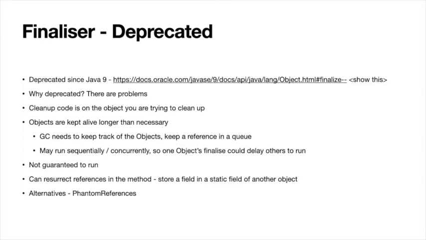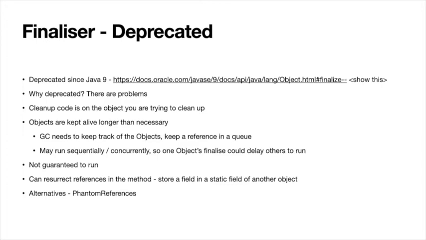And it's for this reason that the object reference types have come along to help address these problems with the finalize method. The best one as an alternative is the phantom reference, and you can have a look at my video part 4 on phantom references.